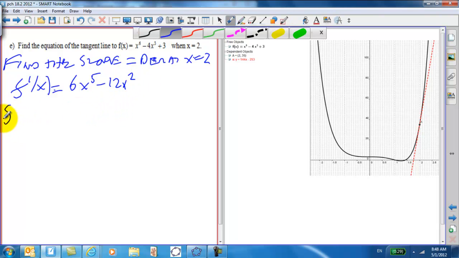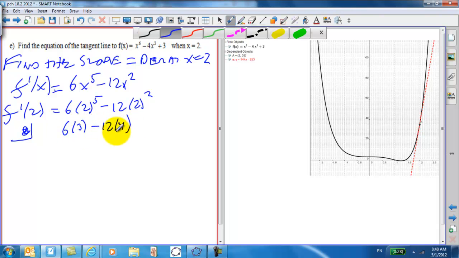And then to find f prime of 2, we can use synthetic substitution, or actually in this case we just use direct substitution because there's only two terms. 6 times 2 to the 5th minus 12 times 2 squared, and 6 times 32 minus 12 times 4, 192 minus 48, and we get 144. That's the slope of the tangent line, equals 144. That's what the calculus tells you.